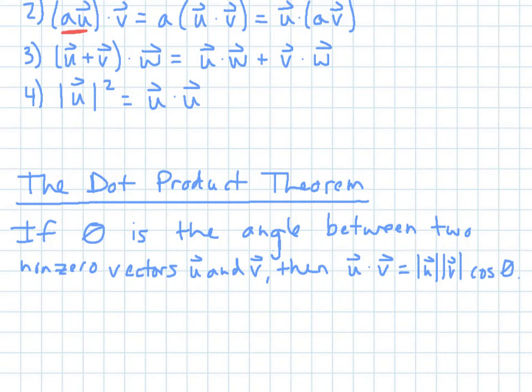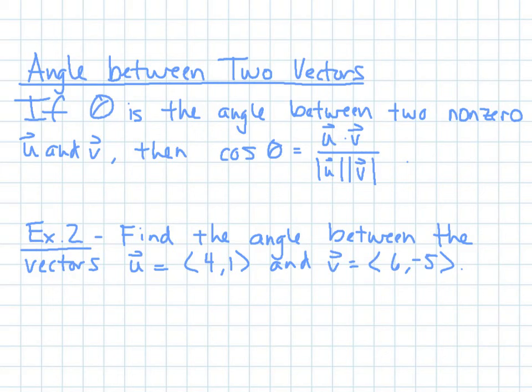So if theta is the angle between two non-zero vectors u and v, then we can rewrite that last one by dividing both sides by the magnitudes of u and v. So cosine of theta is equal to the dot product of u and v divided by the magnitudes of u and v multiplied to one another. Okay, and if I was going to find the angle, remember that wouldn't completely get me my angle quite yet, because you would have to take the inverse cosine to get the last part of that.